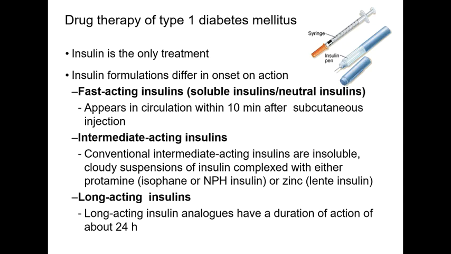Then there are intermediate acting insulins. They take much more than 10 minutes to come into circulation. When we give these kinds of insulins, they appear in blood after a few hours. Conventional intermediate acting insulins are insoluble cloudy suspensions of insulin complexed with either protamine, which is called NPH insulin, or isophane insulin, or they are complexed with zinc, which we call lente insulin. These insulins start appearing in circulation somewhere between 2 to 6 hours after injection.